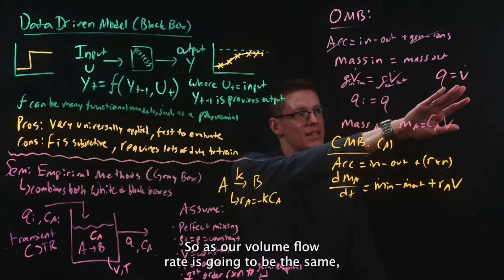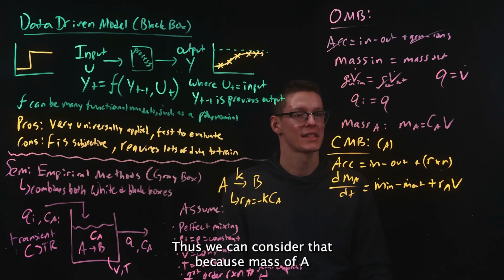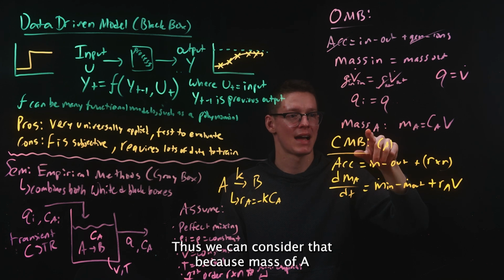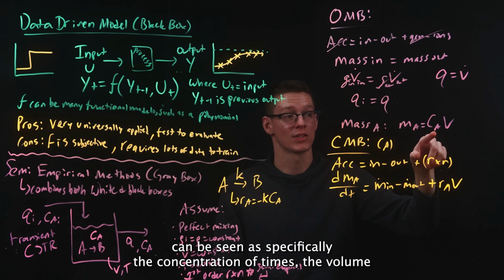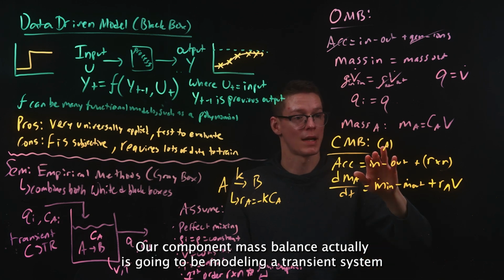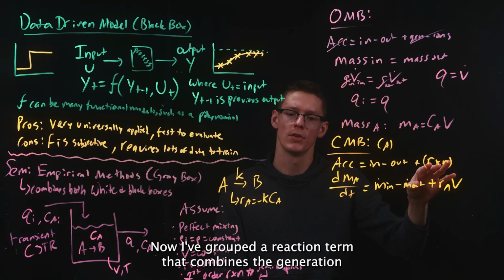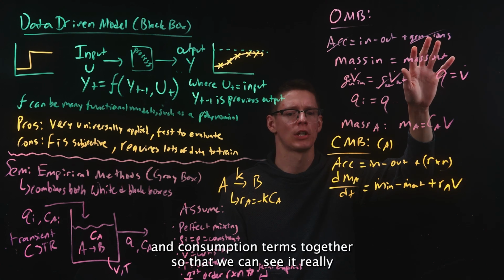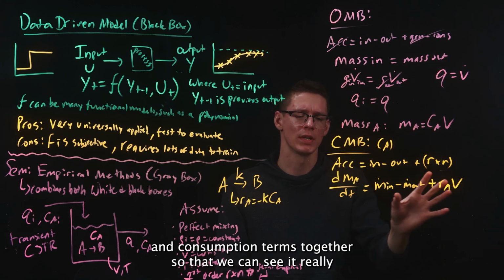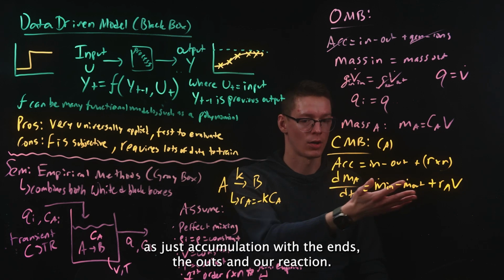So as our volume flow rate is going to be the same, it matches that our volume flow rate maintains the same as Q. Thus, we can consider that because mass of A can be seen as specifically the concentration of A times the volume, that we can build out a component mass balance as well from our white box models. Our component mass balance actually is going to be modeling a transient system, which includes the reaction. Now I've grouped a reaction term that combines the generation and consumption terms together so that we can see it really as just accumulation with the ins, the outs, and our reaction.